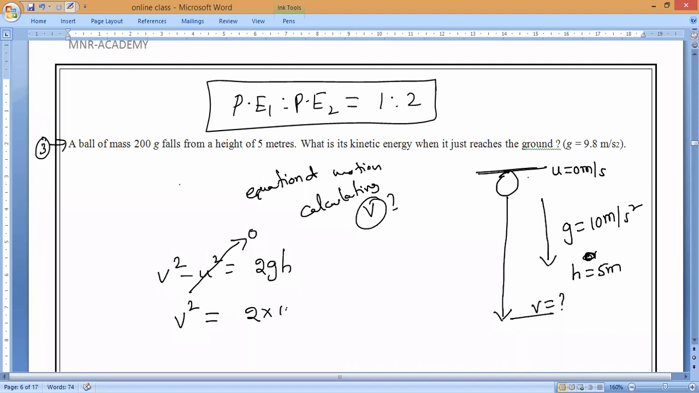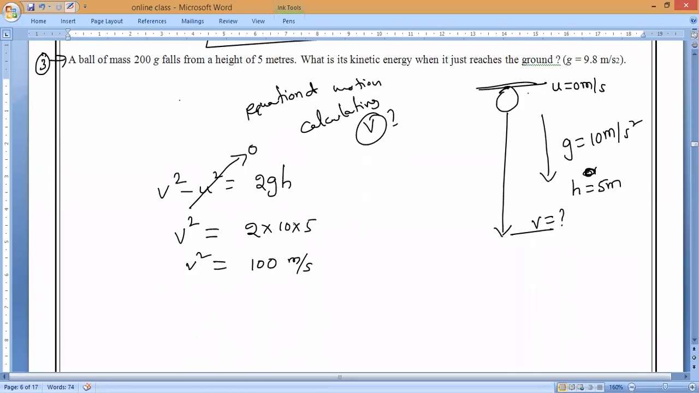So 2 into 10 into height 5, which is equal to how much? 20 into 5, which is 100. So don't take the root again. Why? We already want v square only. Yes or no, guys? v square is equal to 100 meter square per second square, or else you can take v is equal to 10 meter per second, your choice. Is it okay, guys?